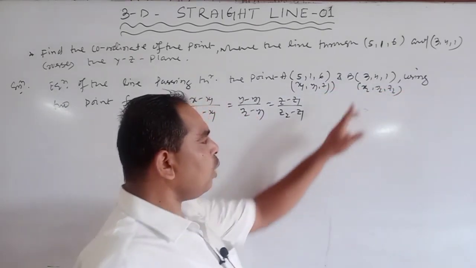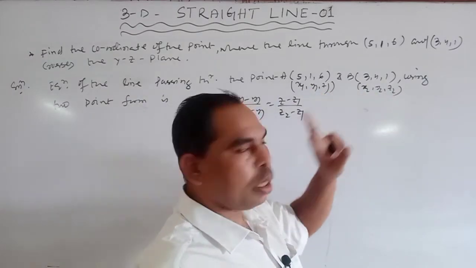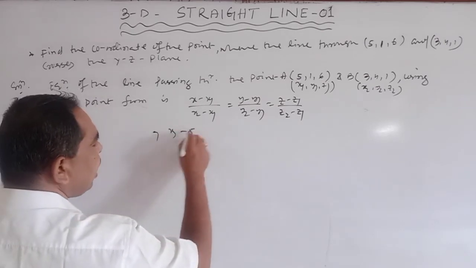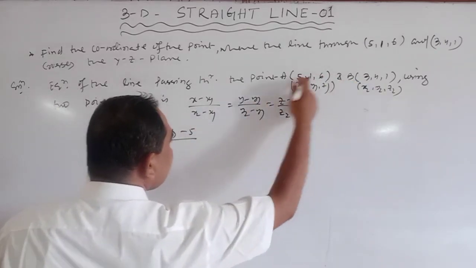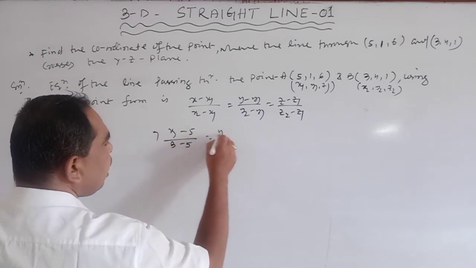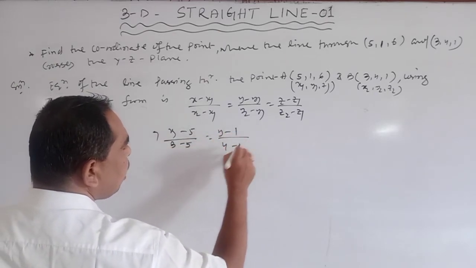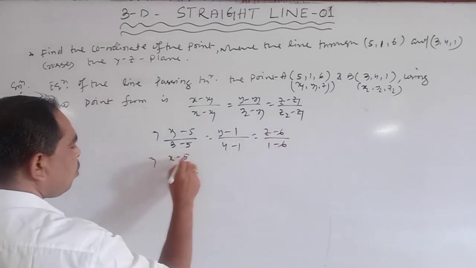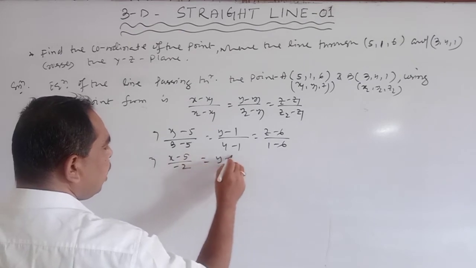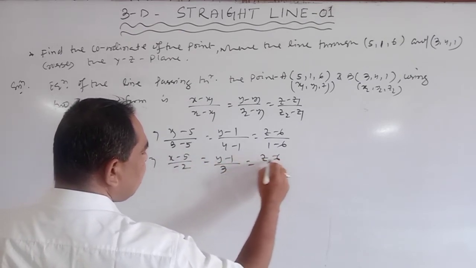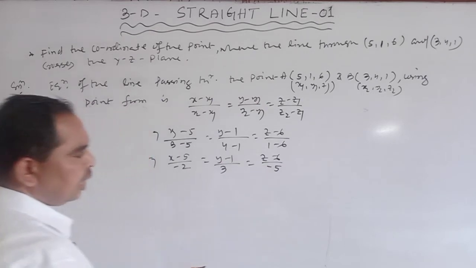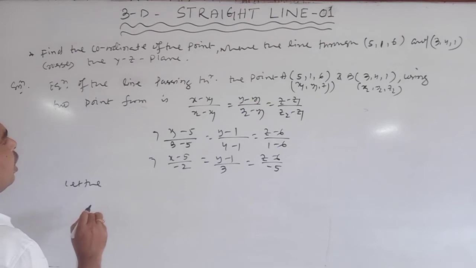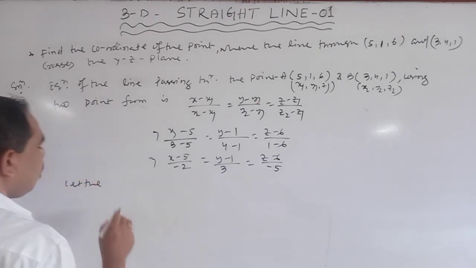Put the values. x minus x1 means x minus 5, divided by x2 minus x1, 3 minus 5, is equal to y minus y1 divided by 4 minus 1, equal to z minus 6 divided by 1 minus 6. This is x minus 5 by minus 2 is equal to y minus 1 by 3 is equal to z minus 6 by minus 5. This is the line.